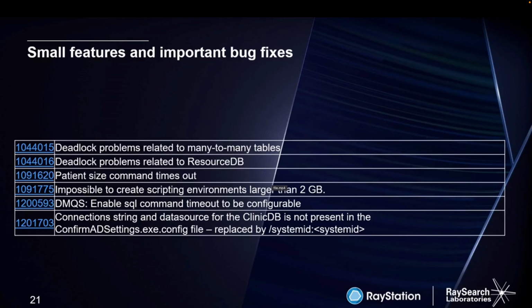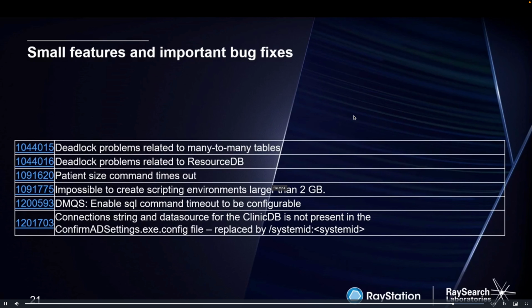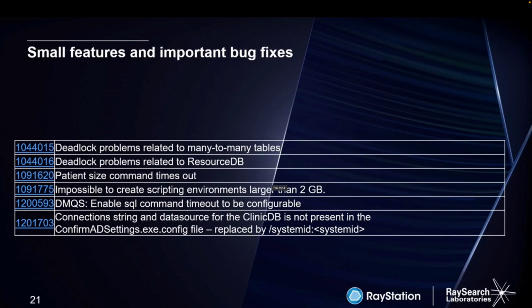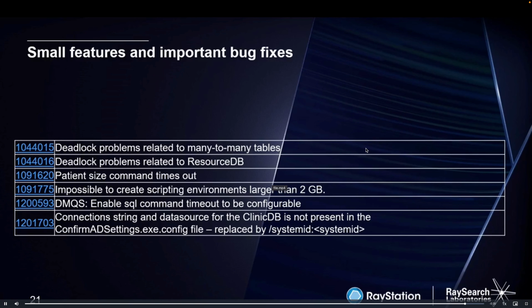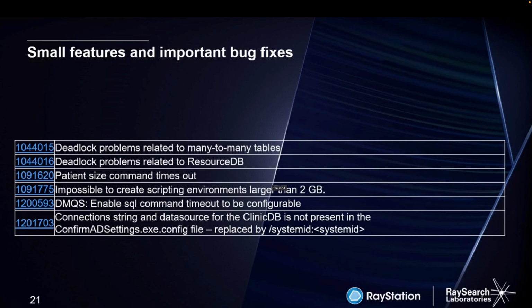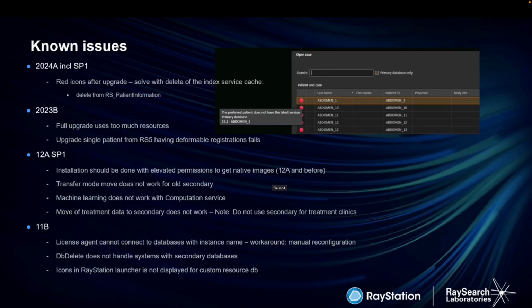Here you see a list of other bugs we have fixed for version 2025. We've worked on deadlock problems and the patient size command. Scripting environments can now be larger than 2 GB. We had one issue with the query service at Research that is now configurable, so we don't have that timeout anymore. Connection strings in the configured AD settings have been removed. Now you have to use system ID as a start parameter instead. This is in line with the other applications.